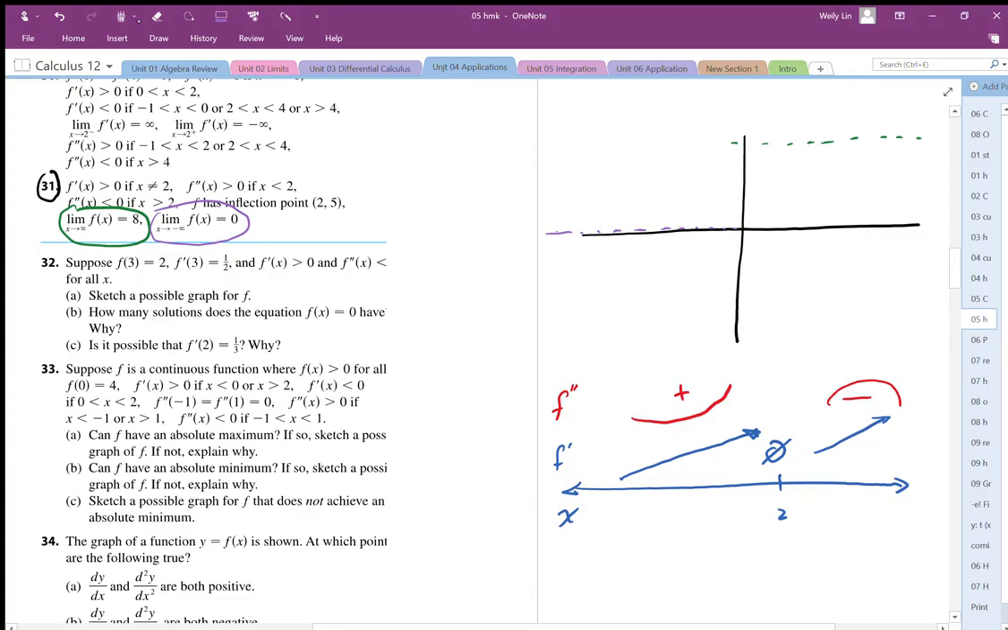And so as I graph the inflection point here at x equals 2, y equals 5, maybe somewhere around here, we know that the graph is going to be entirely increasing. It's going to have an asymptote from 0 up to here. The slope is undefined at 2, so we're going to have a vertical tangent at 2, and then it's going to switch concavity, and we're going to have a horizontal asymptote along y equals 8.